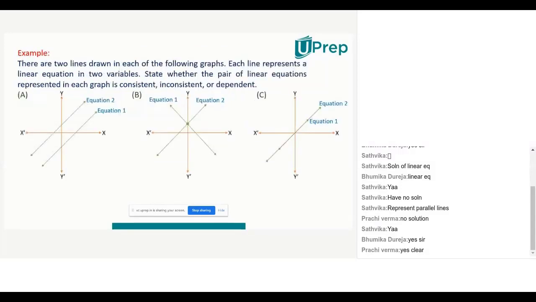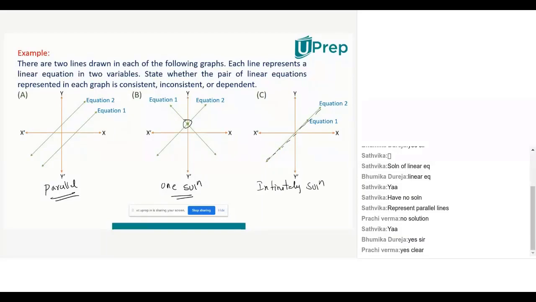So let us understand graphically. Check this. In the first case, the lines are parallel. Can you see that? These two parallel lines never intersect, so they don't have a solution. In the second case, they intersect at one point, so they will have one solution. In the third case, one line lies on the other. They are coincident lines, so obviously infinitely many solutions.